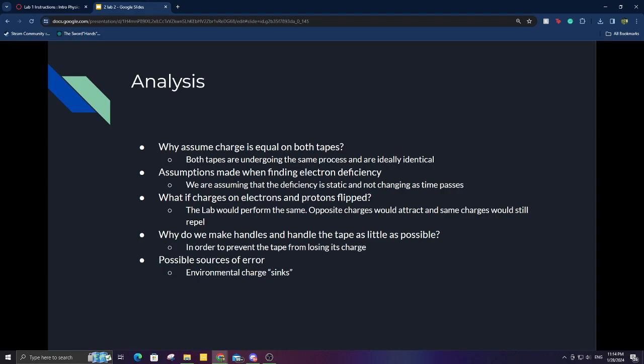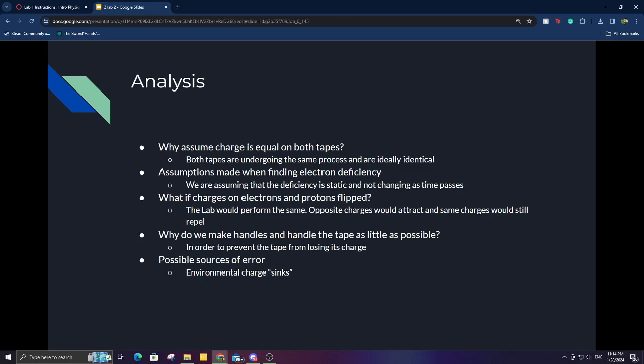We also assume that the electron deficiency is constant and not something that is constantly changing. It is likely that the deficiency calculated is quite different to that at its initial charging due to environmental sinks. One thing that was mentioned in the lab instructions was humidity, which could possibly affect the attractiveness or the charge of the pieces of tape. As a charged object touches an oppositely charged object, it is leaking or stealing electrons over time.